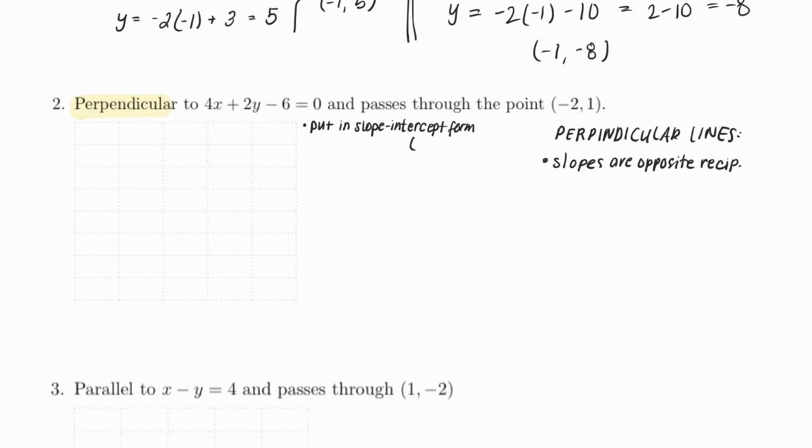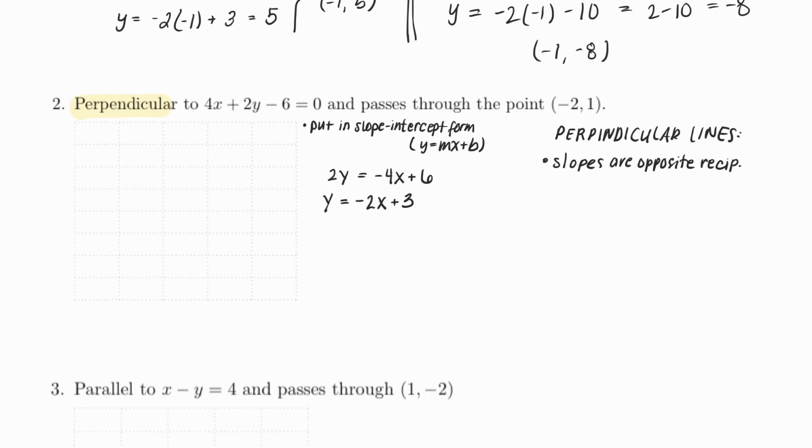So remember that's y equals mx plus b. So I'm going to try to get y by itself. To do that, I'll subtract 4x from both sides and add 6 to both sides. So I get 2y equals negative 4x plus 6. And then I can divide both sides of this equation by 2 to get y equals negative 4 divided by 2, so negative 2x, plus 6 over 2, which is 3.